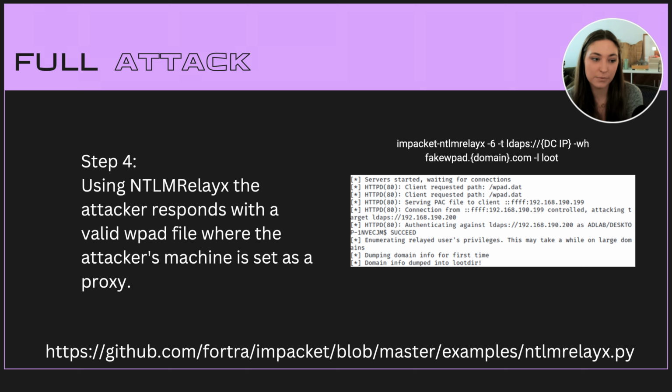After you've sent them a bogus WPAD file, step 4 is you're going to use NTLMRelayx, and the attacker responds with a WPAD file where the attacker's machine is set as a proxy. So you can see, as it's set as a proxy, the traffic is going to be flowing through the attacker's machine, which in some cases, for maybe some HTTPS traffic, is not really that big of a deal.